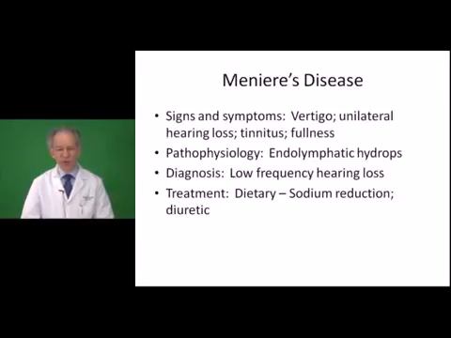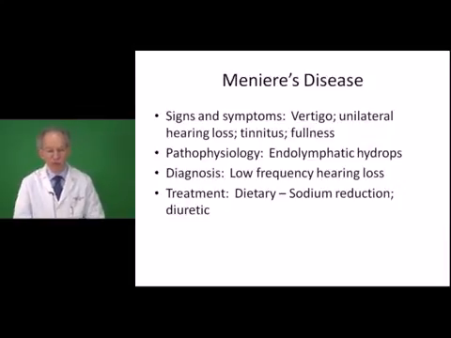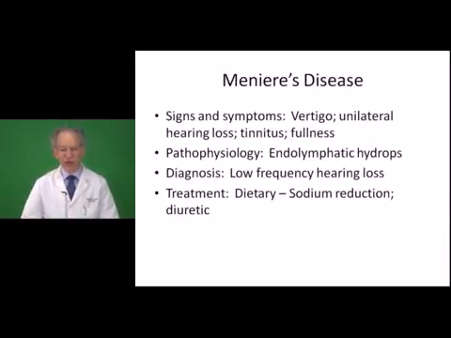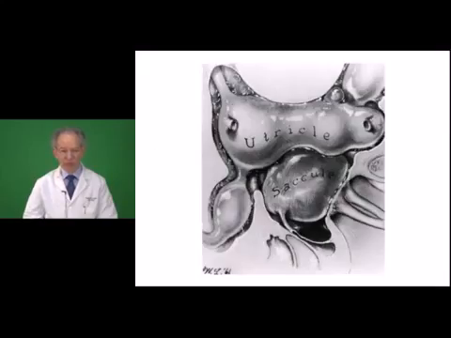The diagnosis is often made by finding a low-frequency sensorineural hearing loss on audiometric assessment. The treatment for Meniere's disease consists of decreasing sodium intake. Dietary sodium intake should be reduced to 2,000 milligrams per day or less, and also diuretic therapy, typically with a combination of hydrochlorothiazide and triamterene. This is an artist's drawing of endolymphatic hydrops showing ballooning of the utricle and saccule of the inner ear.